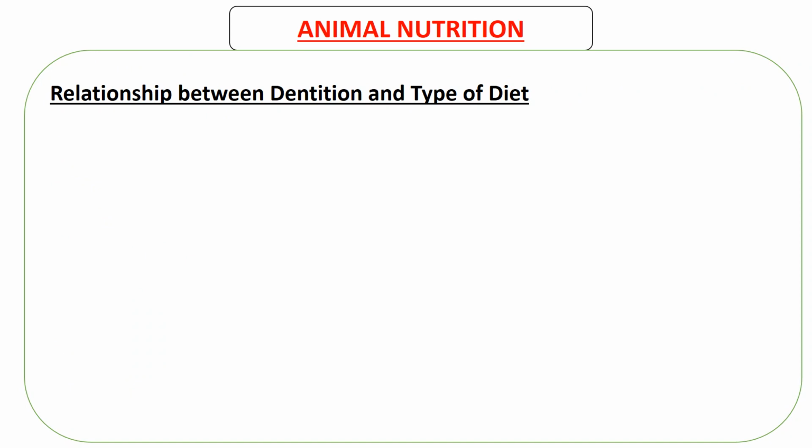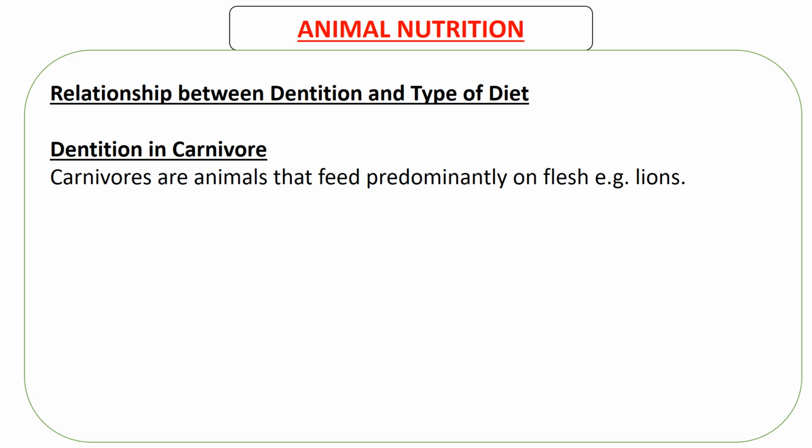Relationship between dentition and type of diet. Okay, so there is some sort of connection between what you eat and your dental formula. So we're going to take a look at 3 types of animals based on their feeding habits, what they eat. The first type of animals are called carnivores. So carnivores are animals that feed predominantly on flesh. So these are animals that just feed on flesh, meat.